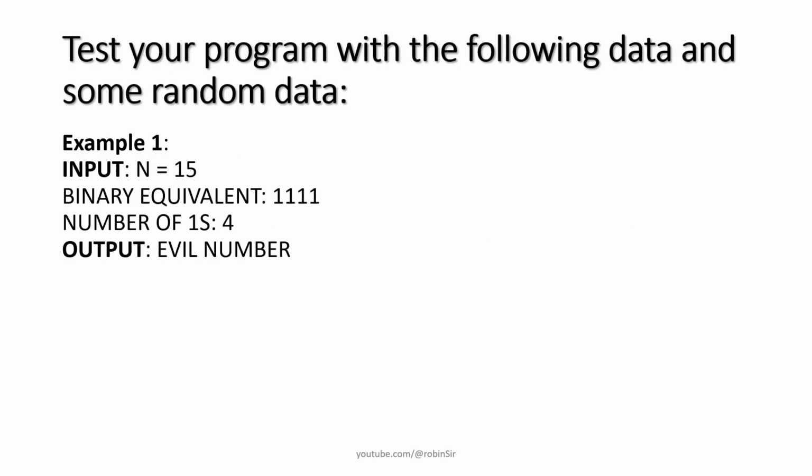Here are some examples. If we take n as 15 as input, then its binary equivalent will be 1111. So there are 4 ones, even number of ones, and that's why it will display even number. This is another example. Here n is 26. Now the binary equivalent of 26 is 11010 and we have all total 3 ones here, which is odd. 3 is an odd number and that's why this is not an even number. 26 is not an even number.